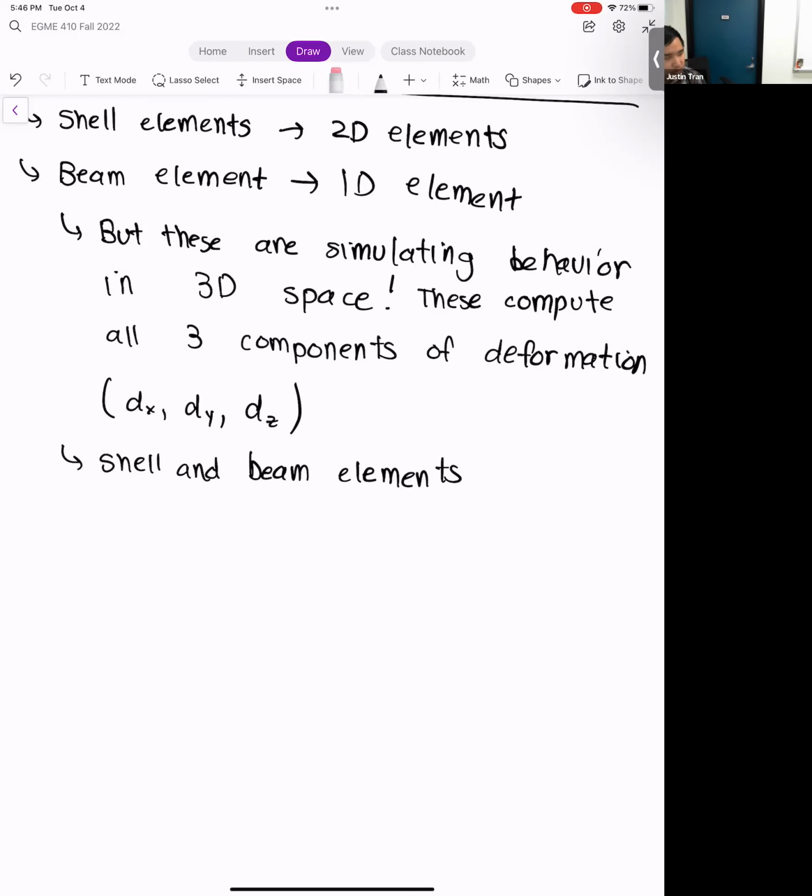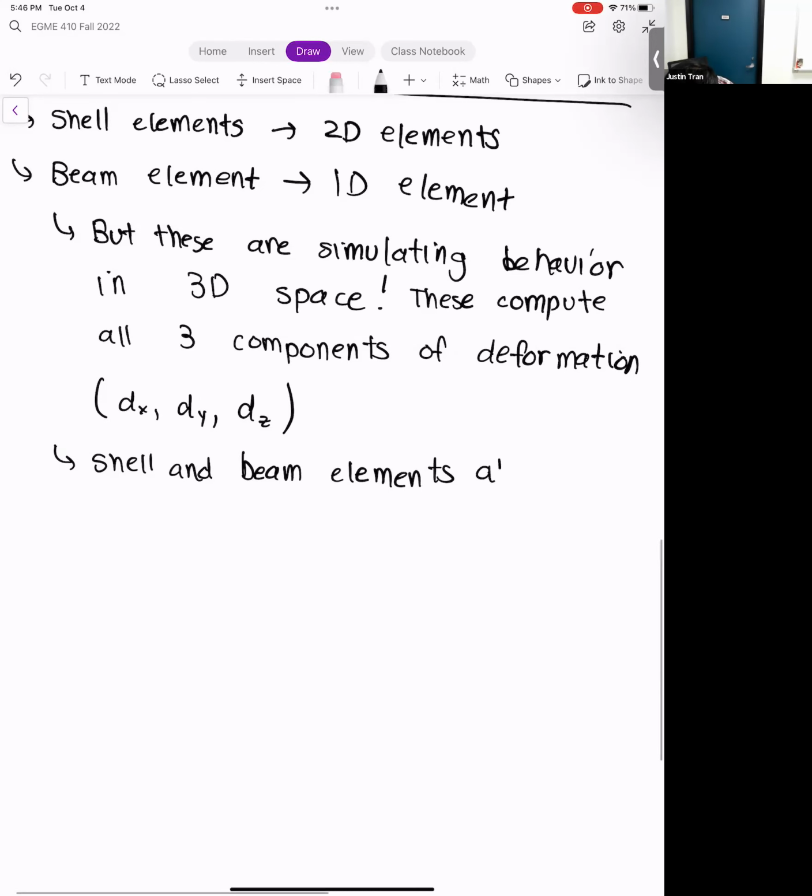In that sense, for shell and beam elements, the amount of things they're computing is the same as solid elements. For the solid elements, tetrahedrons and hexahedrons, we talked about how the first thing they compute are the deformations, right? So they compute all three components of deformation. Shell and beam elements actually compute a few more things, even more than the solid elements. In addition, shell and beam elements are also going to compute the rotational degrees of freedom.